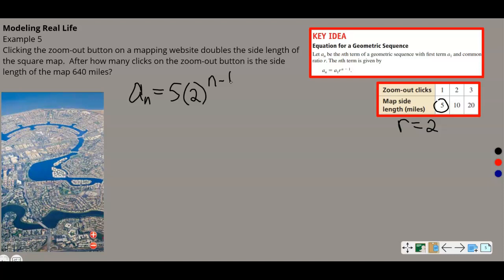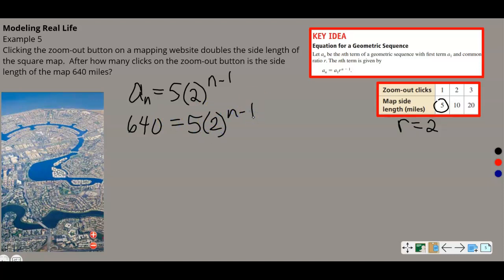It says after how many clicks on the zoom out button is the side length of the map 640. So it says, when is it 640? So it's given us the side length. You see the side length is your y value. So in this case, it's our a sub n. So we know that this is going to be 640 equal to 5 times 2 raised to the n minus 1 power.